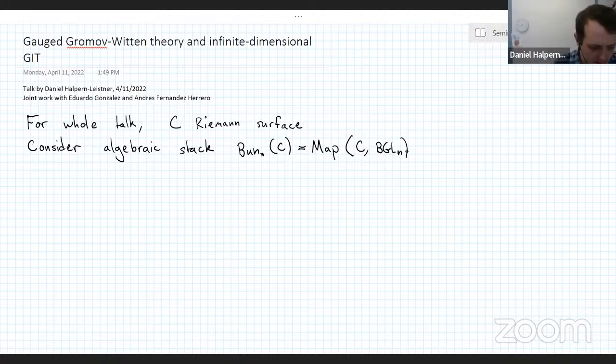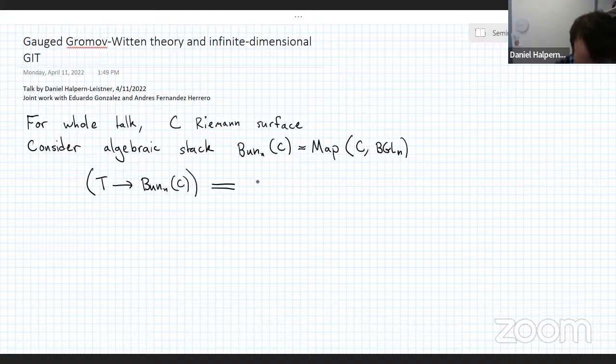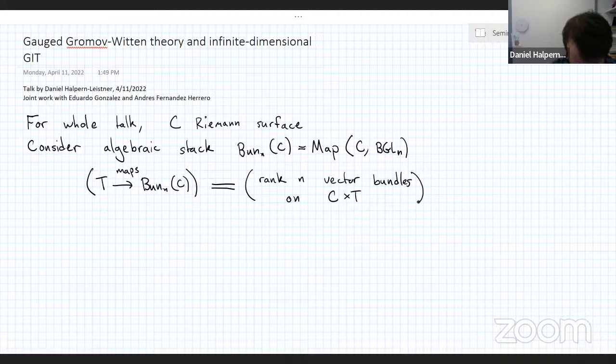Basically, the way that you think about this is a functor of points perspective. So this stack is the thing such that a map to it is equal to a rank n vector bundle. The groupoid of maps from T to Bun_n is the same as the groupoid of rank n holomorphic vector bundles on C times T. This is the functor of points perspective.